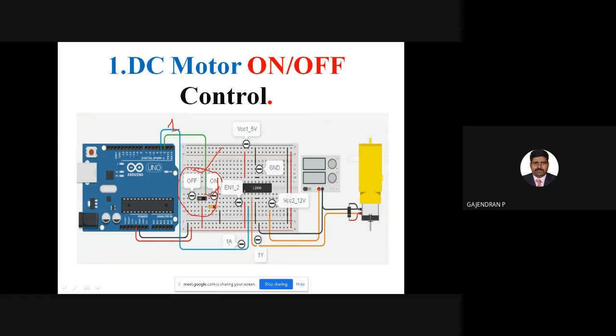Thereby, this logic I will feed into 1A. It will produce the logical high in my 1Y. Thereby, my motor will start to rotate. What about the other logic? If I make the switch in off condition, I will give logic 0 in this pin. Thereby, I will produce logic 0 in the output terminal. That output 0 will be fed into the 1A. Accordingly, my 1Y output will change to 0. Thereby, my motor won't rotate.